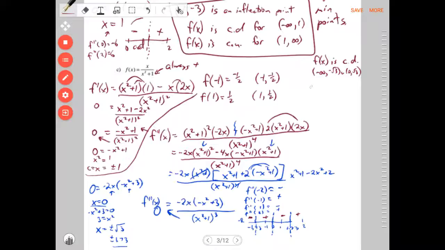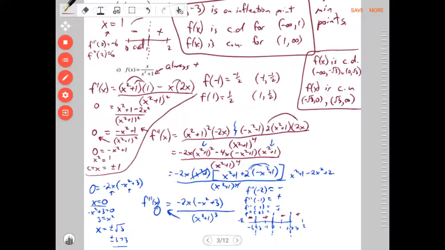Our second: f of x is concave up for the positive region, so that's negative root 3 to 0, and then from positive root 3 all the way up to infinity. Those are our regions of concavity. I know it's hard to follow. I'm so sorry, guys.